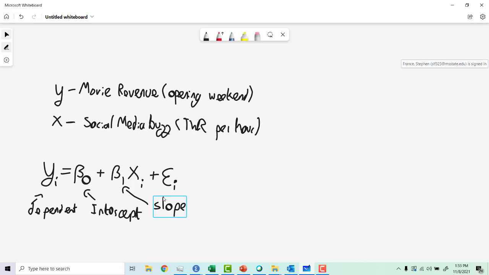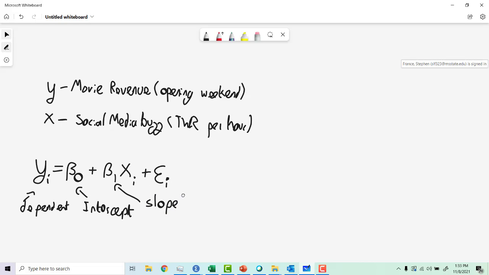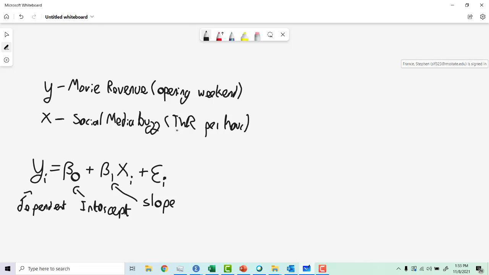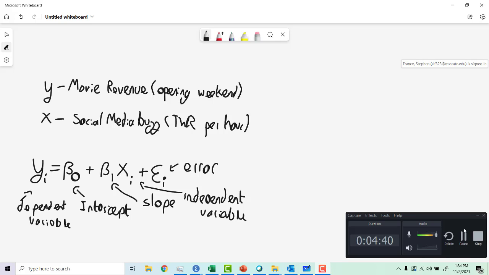And of course, this is going to be my independent variable. And this is going to be my error. Okay, so I'm going to see if we can actually now draw this using our tweet rate example.